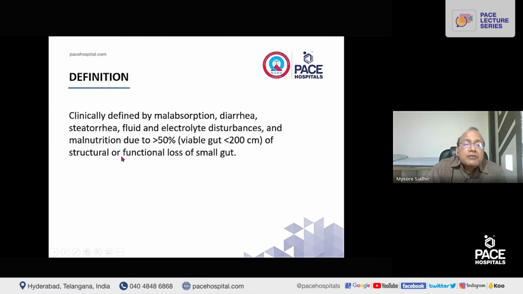We should not forget the functional loss, because as medical gastroenterologists we come across these things. Surgical gastroenterologists come for the structural defects. So ultimately, management comes to the medical gastroenterologist. So what's the cause of functional loss of the small bowel, though the full length of the intestine is maintained? That will come a little later.